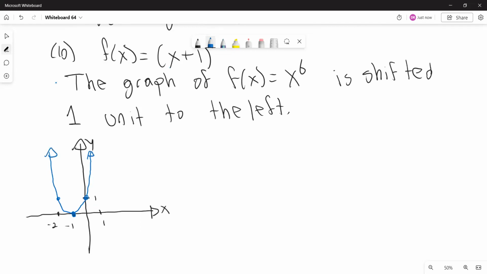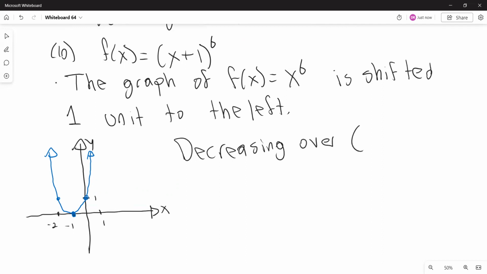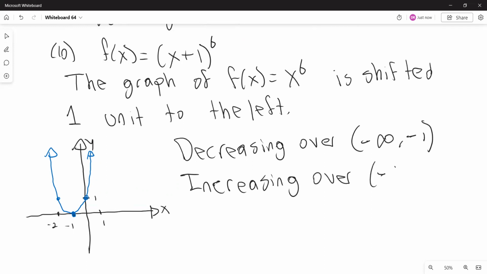So the domain and range are going to be the same. The domain is -infinity to infinity, and the range is 0 to infinity. But the intervals where the function is increasing or decreasing have changed. This is decreasing over -infinity to -1, and increasing over -1 to infinity.